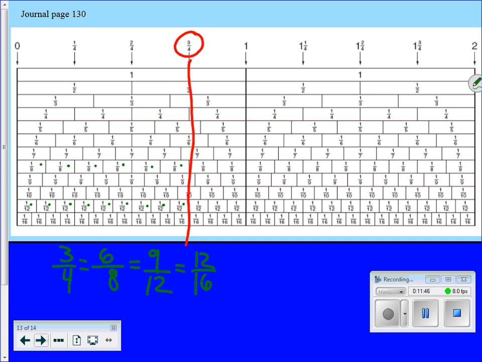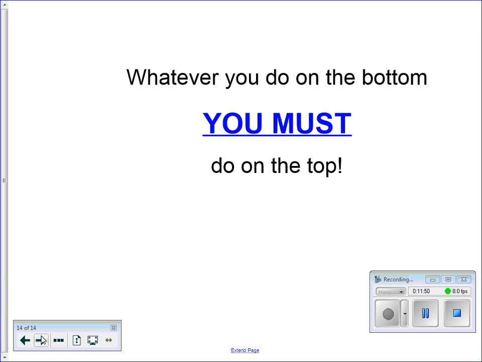And we'll work on that a little bit more tomorrow as well. I just wanted to give you guys a little preview into that. So remember the rule when we're finding equivalent fractions. Whatever you do on the bottom, you must do on the top. Whatever you do on the top, you must do on the bottom.